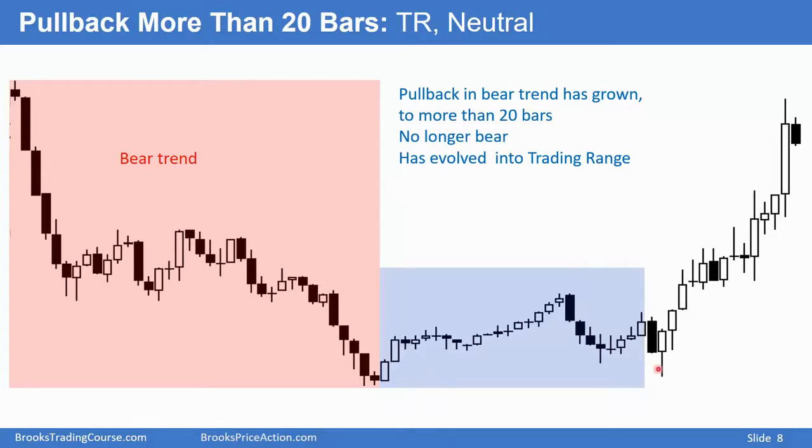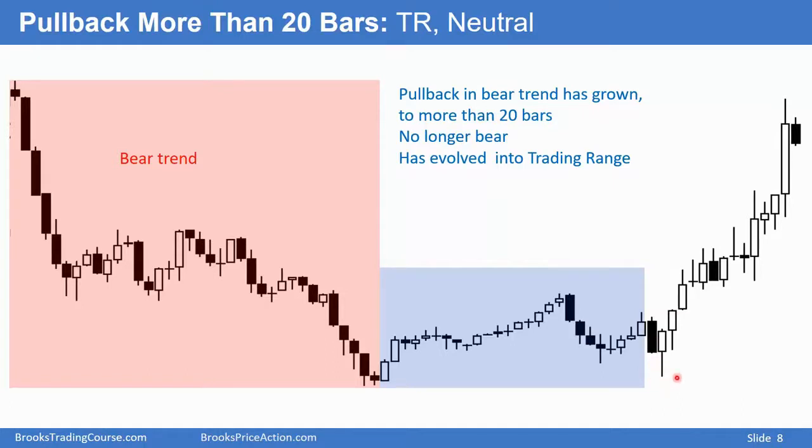Now we have another pullback, still a bear trend, pullback more than 20 bars. At this point, I would start using the term trading range. We have a potential final bear flag here, breakout, pretty good rally here, a lot of bull bars here. This is probably neutral at this point. 50-50 chance the bears will get another leg down, 50-50 chance the bulls will get a major trend reversal.